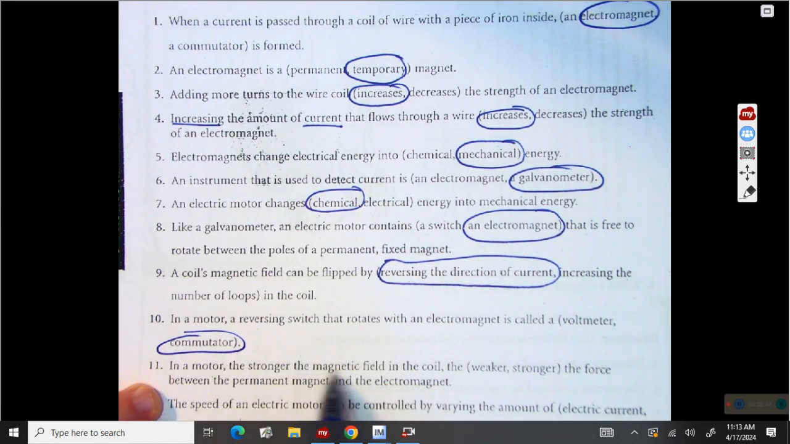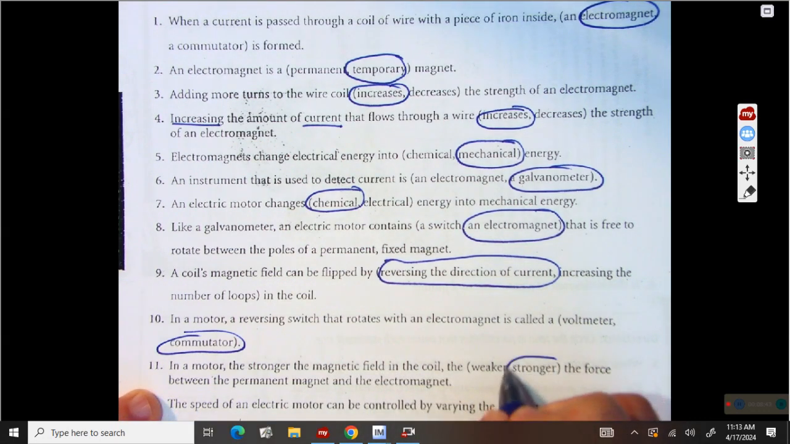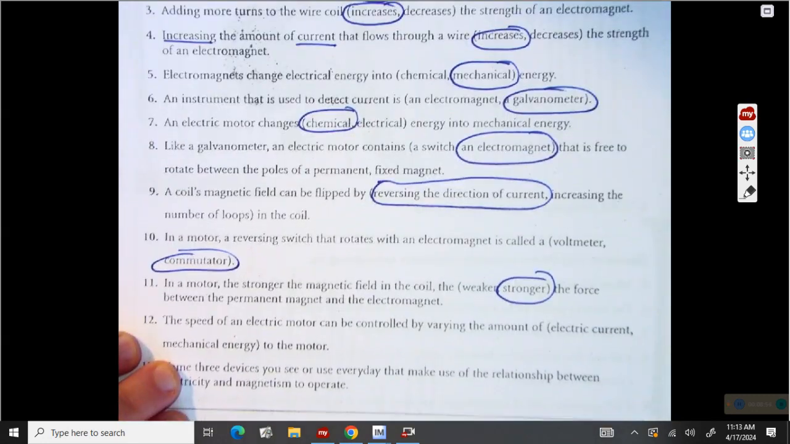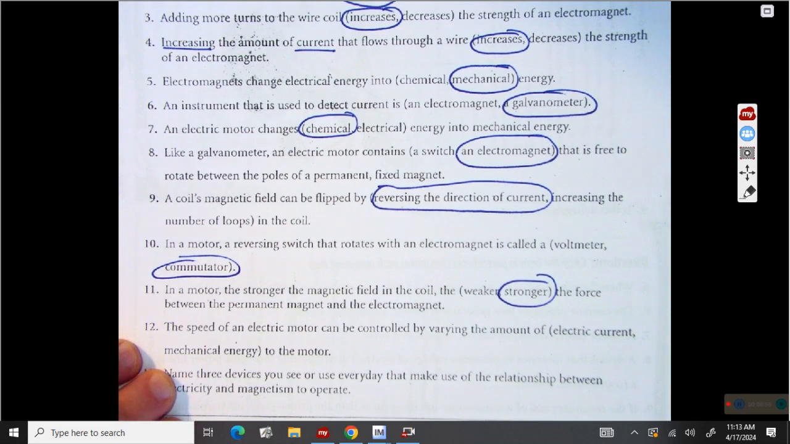In a motor, the stronger the magnetic field in the coil, the stronger the force between the permanent magnet and the electromagnet. The speed of an electric motor can be controlled by varying the amount of electric current to the motor.